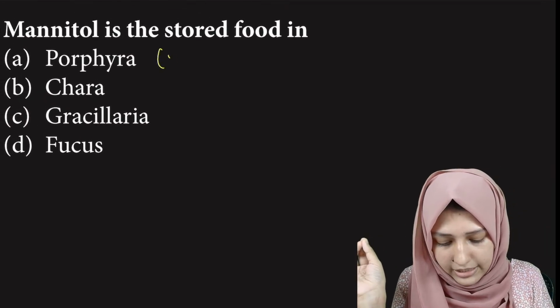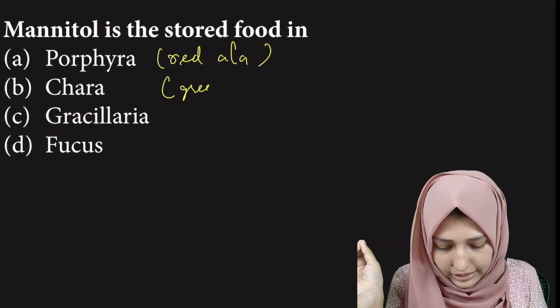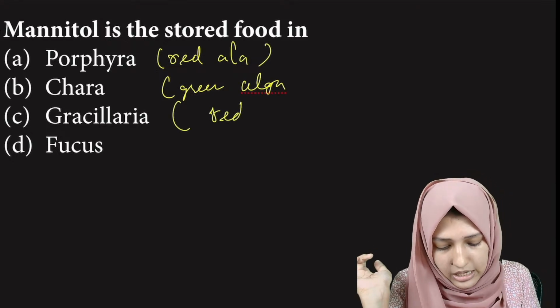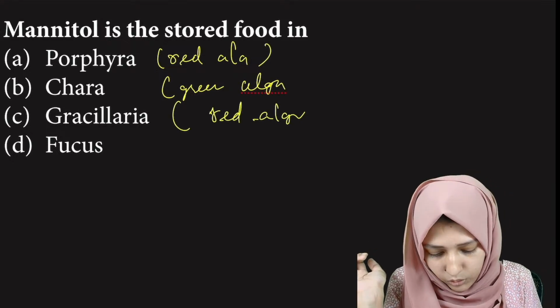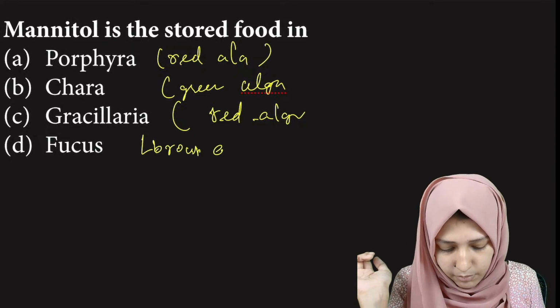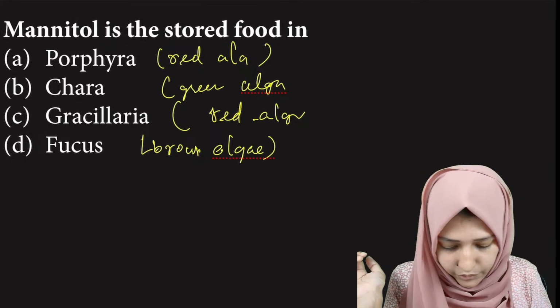Porphyra is a red algae. Okay. Chara is a green algae. Gracilaria and Gelidium is again a red algae. So Fucus is a brown algae. Fucus is the brown algae, and the right answer comes to be Fucus.